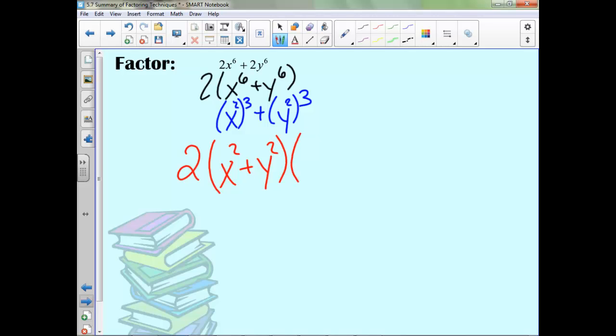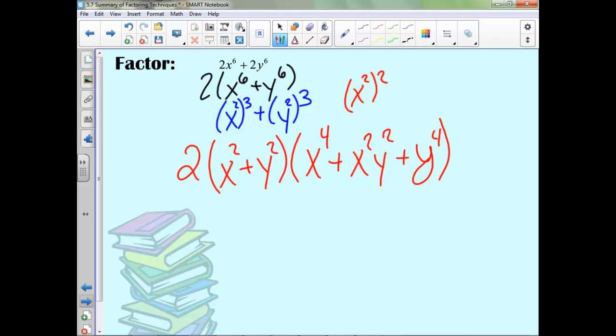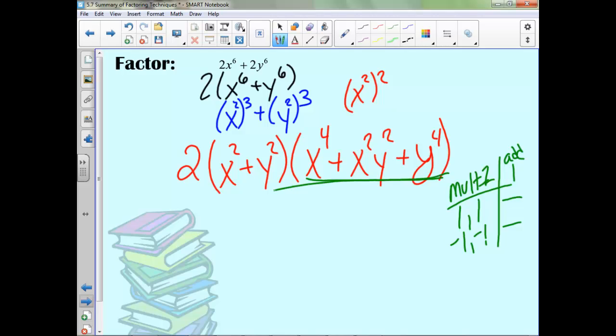And x squared squared will give us x to the 4th. And then we'll have it plus x squared plus y to the 4th. And now we want to double check to see if this last part can be factored. So we need to find 2 numbers that multiply to 1, but also add to 1. And that doesn't work, so we are done here.